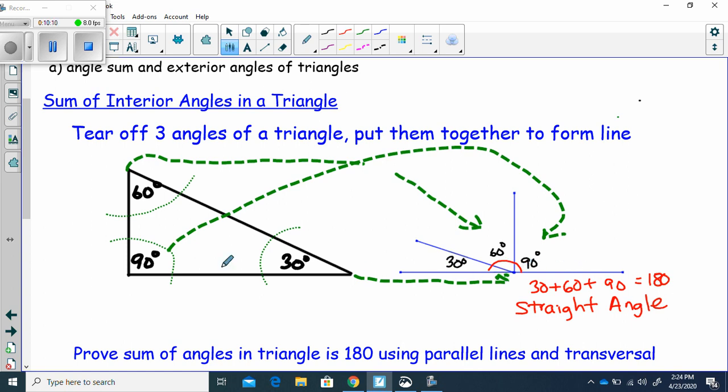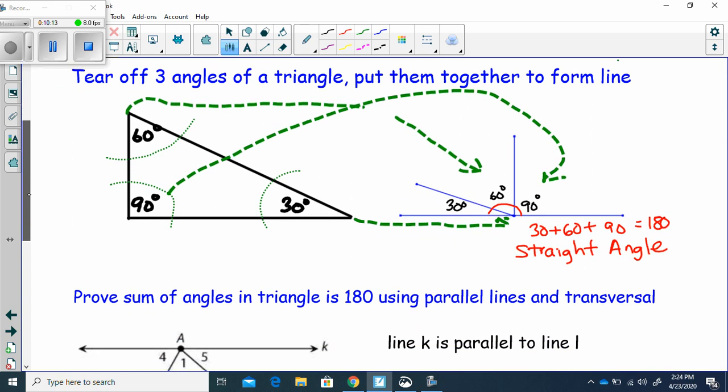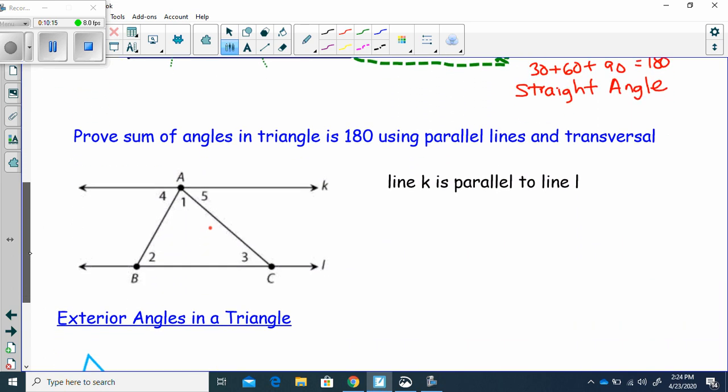Another way to prove that the sum of the angles in a triangle is 180 is by using two parallel lines. Remember how we had two parallel lines earlier? Okay. Well, here we've got L and K are parallel.